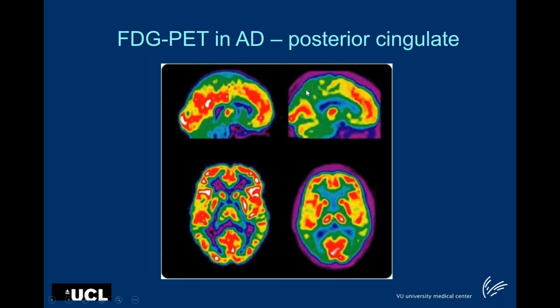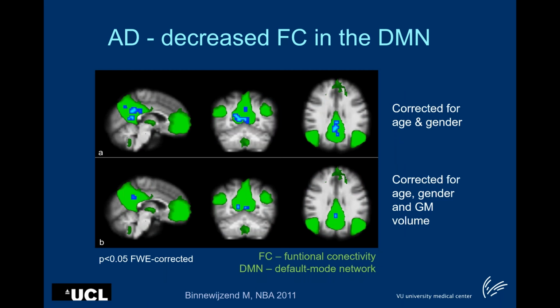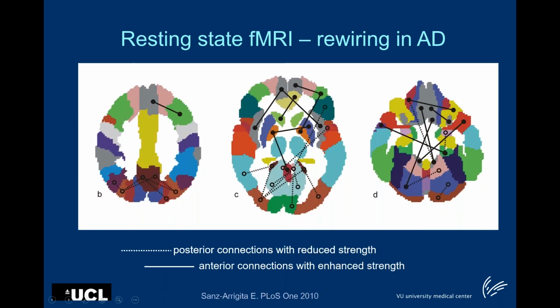So this default mode network, as I said, encompasses the posterior cingulate and the precuneus, and this is exactly where with FDG you find reduced uptake. So the posterior cingulate and precuneus are really the sweet spot of Alzheimer's disease, where you see atrophy, abnormalities with FDG, abnormalities with resting state. Here's a study that we did in patients with AD to show reduced connectivity in the default mode network.